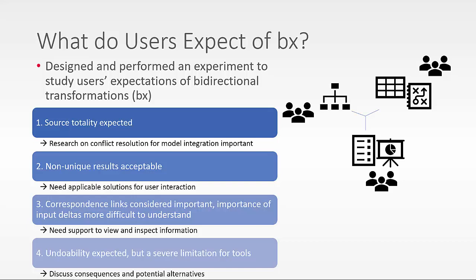For target uniqueness, we saw that non-unique results are acceptable. We just need good approaches for user interaction if they have to decide between the target models that are possible. We also saw that correspondence links are considered important. Input deltas might be more difficult to understand, and there we suggest to work on good ways to view and inspect that information. Finally, undoability is something that is expected, but it is also a severe limitation for BX tools.